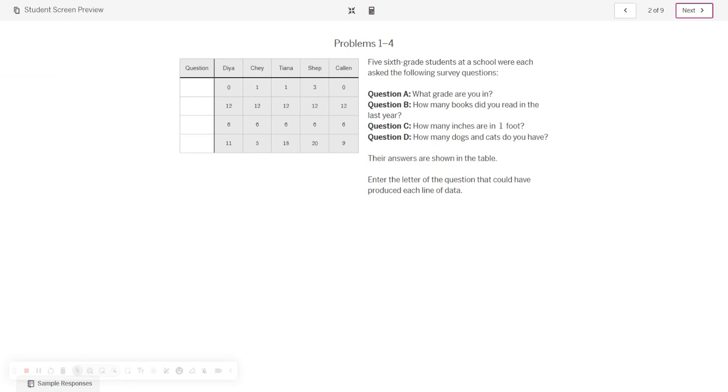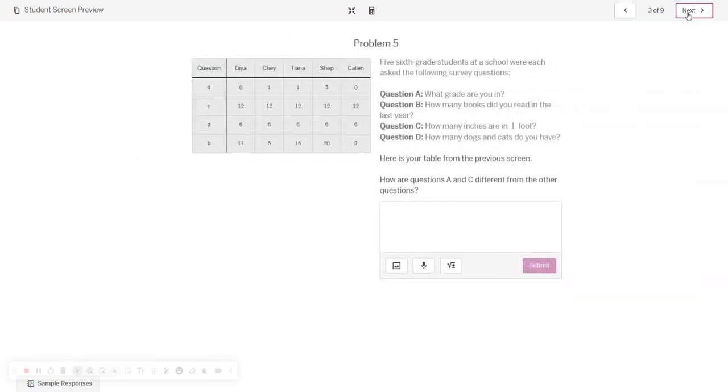Okay, so we've got a series of questions, and we're supposed to match them up with the numbers there. So what grade are you in? Well, they keep talking to all the sixth graders, so I'm assuming that's A. C says how many inches are in a foot? Well, 12 inches are in a foot. That's not really a statistical question. How many dogs and cats you have? I'm hoping you don't have 20 cats. So I'm going to say that this one is the D, and then it says, how many books did you read last year? And so that one's going to be B, A, B, C, D. We're good to go.